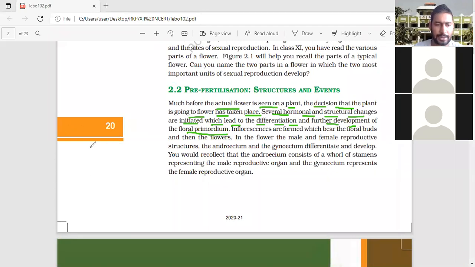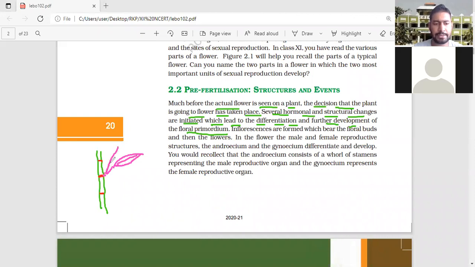What is the floral primordium? Suppose that this is the stem. At the stem, different parts arise. From this stem there is a node region, here a node region, and another node region. Near the node region there is another special structure known as the axillary bud. From the axillary buds, maybe a leaf arises, or sometimes a flower axis may also arise.